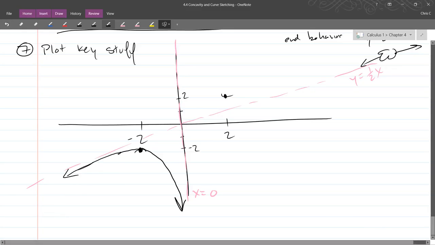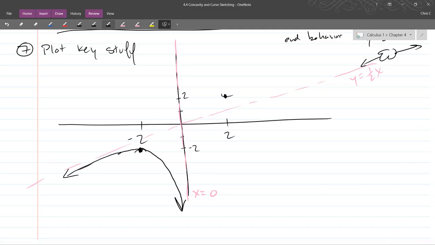But what shouldn't happen is you shouldn't be going like that, because that's going to have the wrong end behavior. It's going to have the wrong concavity, and it's going to be decreasing. Yeah, you have another local. That certainly wouldn't be happening.